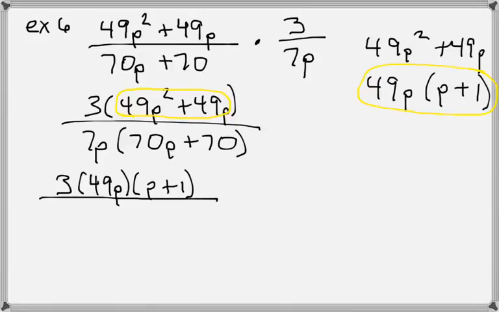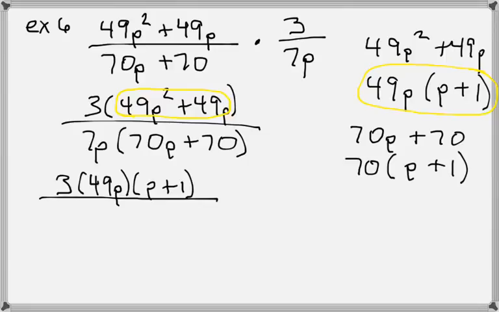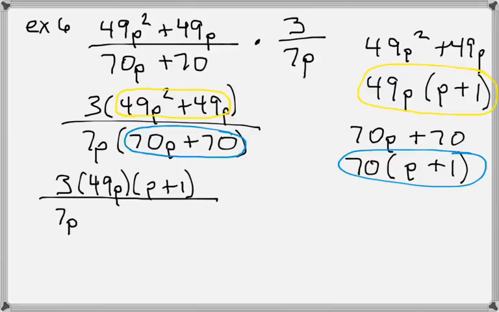Now I need to look to see if we can factor the denominator. We have 70p plus 70. Here I can factor out a 70, which is going to leave me with p plus 1. So using the same thing, I can replace this 70p plus 70 with its factored form. So I still have my 7p, and now I have a 70 and a p plus 1.